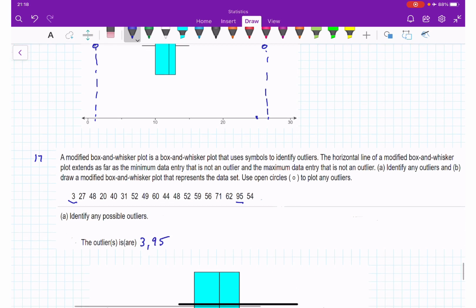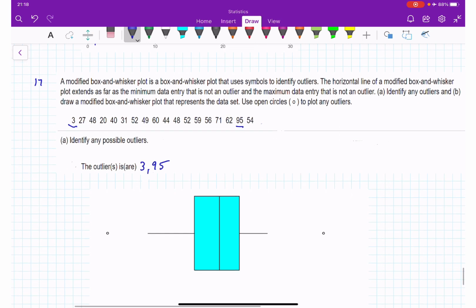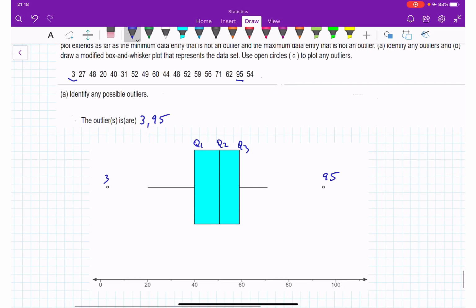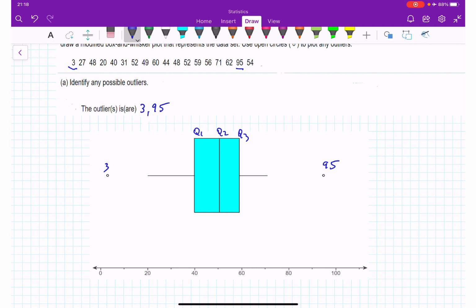And if we build a box and whisker plot, this is going to be your Q1. You need to find Q1. This is Q2. This is Q3. And this is your outlier. This is 3. This is your 95. Okay? All right. That's all.